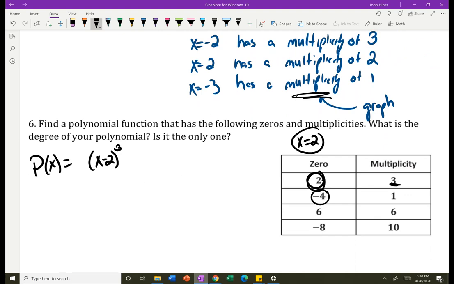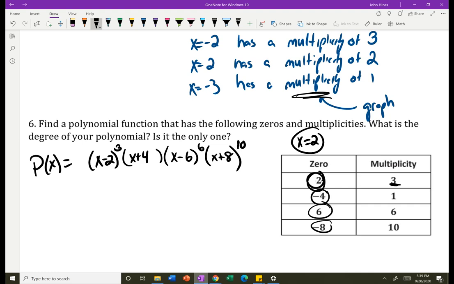If I want a 0 at negative 4, what factor gives me negative 4? X plus 4. And I only want one of them. If I have a 0 at 6, I have x minus 6 as a factor because there's that opposite relationship between my zeros and factors. And I happen to have 6 of them. And I have a 0 at negative 8, so x plus 8. And I have 10 of those parentheses. Instead of writing it out 10 times, I'm just going to put that exponent there.